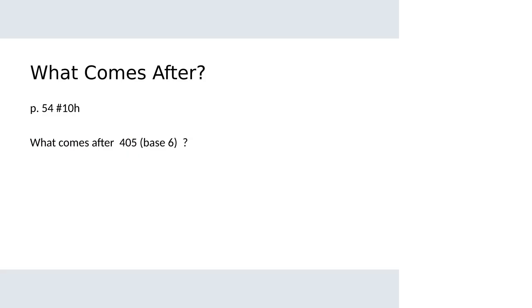Also, after we did clock and modular arithmetic, we looked at what comes after and what comes before. A key here is an understanding of bases other than base 10. If we're in base 6, keep in mind that these are the only digits that we've got: 0, 1, 2, 3, 4, 5. That's it. In the base 6 system, that's all we've got.